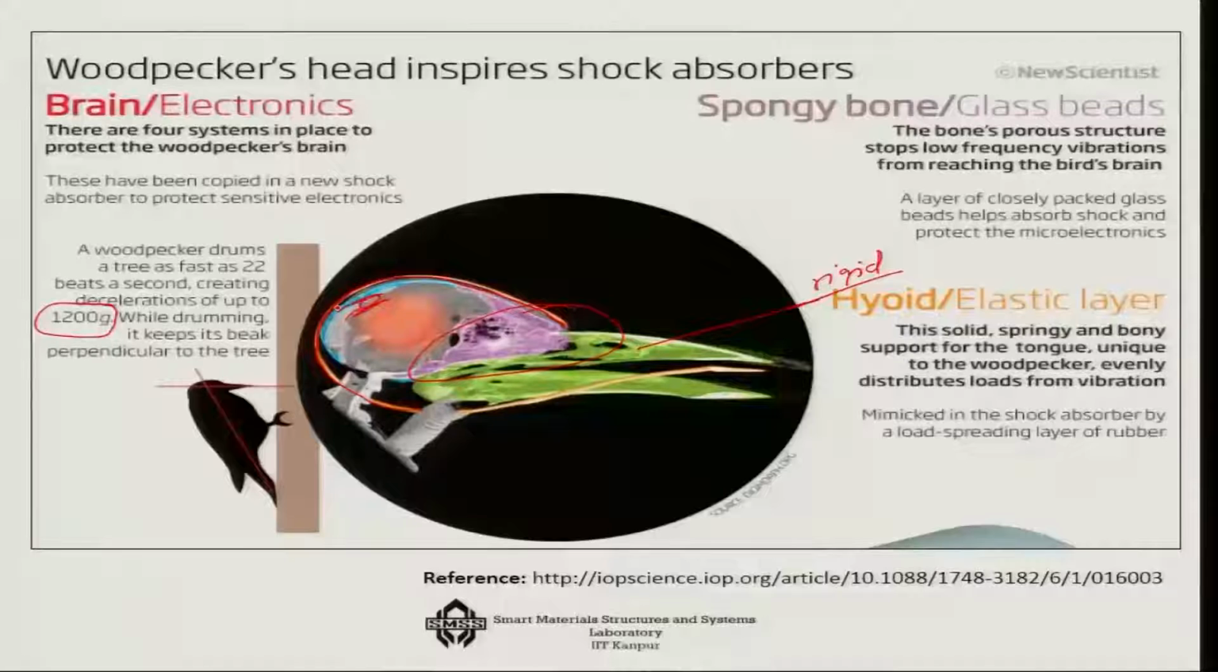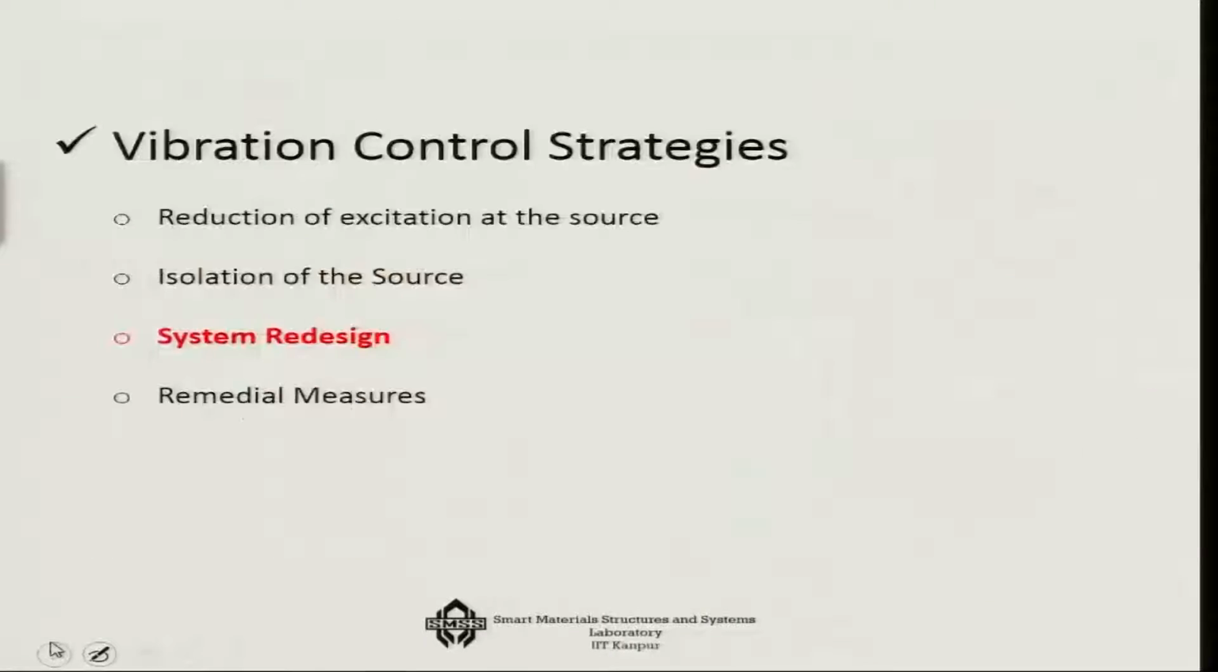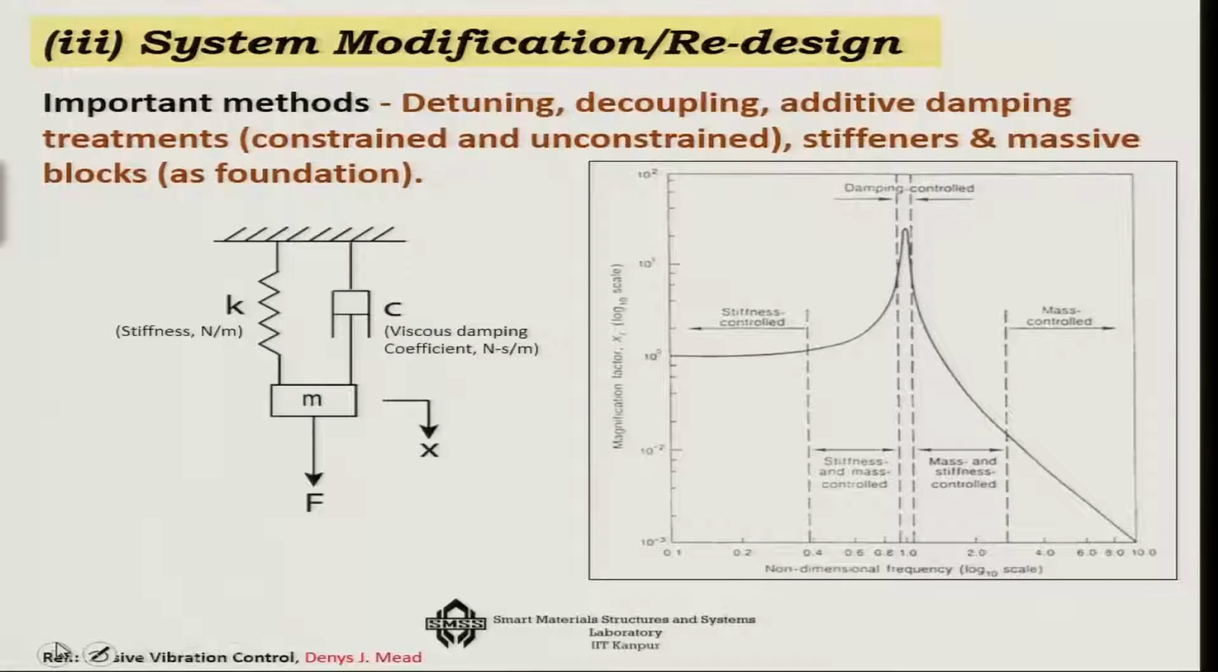So, we have seen how these woodpeckers are able to absorb the shock, work as a beautiful shock absorber, and the entire structure is designed in such a manner that a good isolation of vibration is possible in the system. Now, let us go to another way of vibration control. This time we will talk about system redesign, and see how we can do this system redesign for controlling the vibration.